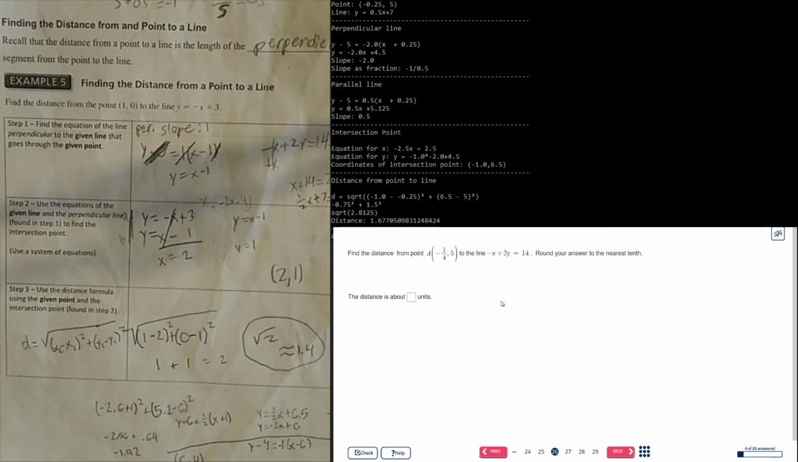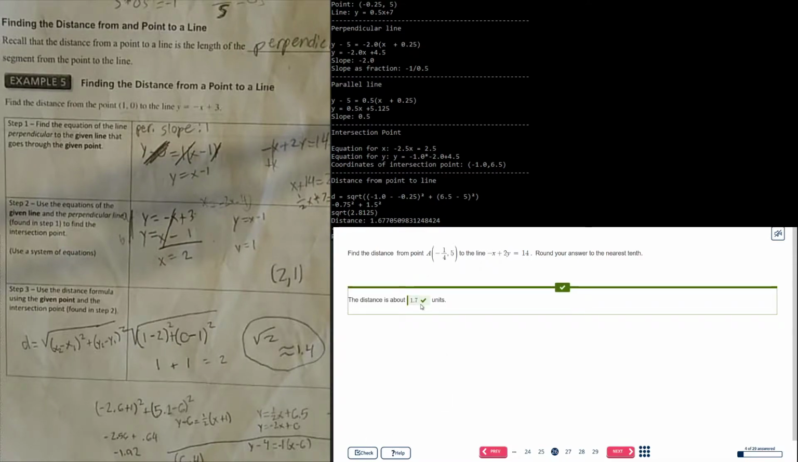So now we're going to go ahead and enter it into the program. Y equals 0.5x plus 7. We're going to enter that, and our distance should be 1.7, because we're rounding it to the nearest tenth. So 1.7, enter that, hit check, and it is correct.